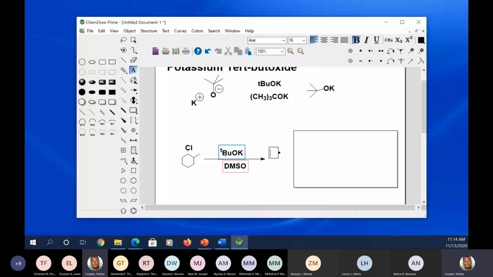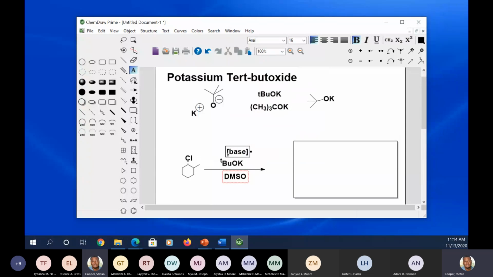Potassium tert-butoxide is always a base. This is never a nucleophile. So because this is a base, this reaction is going to be in the elimination class.